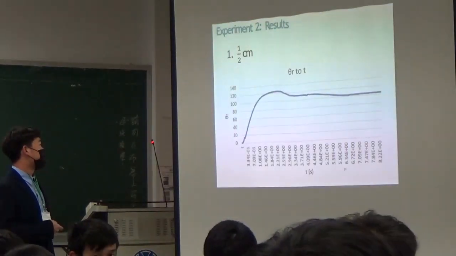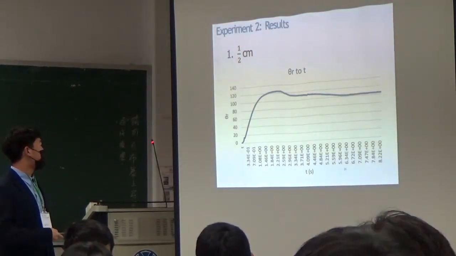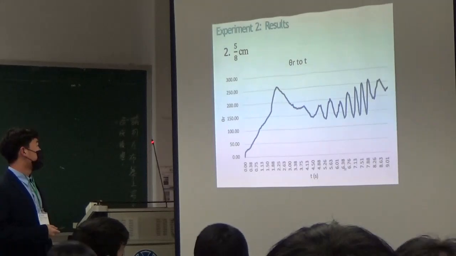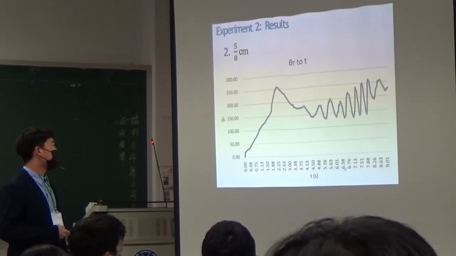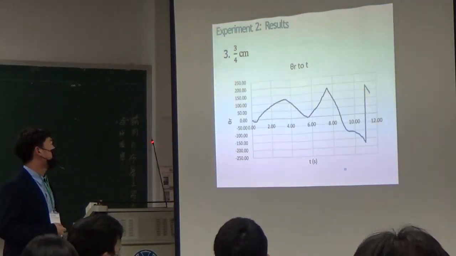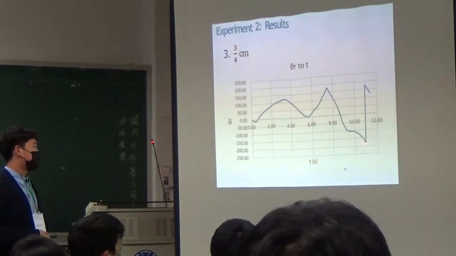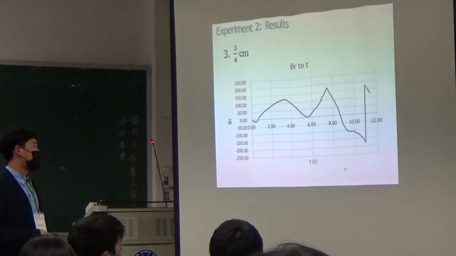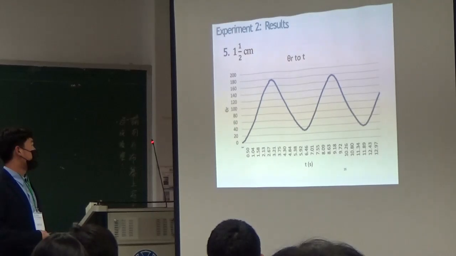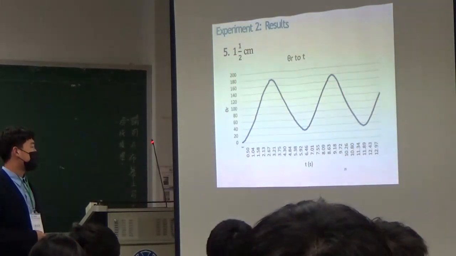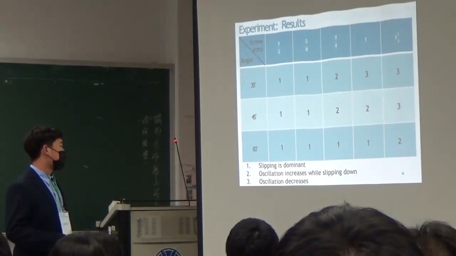Okay, this is the 0.5 centimeter. And this is 5/8 centimeter. And this is 3/4 centimeter. We can see the speed here is special because it flips here. And it's 1 centimeter. And this is 1.5 centimeter. Okay, this is the chart we get.